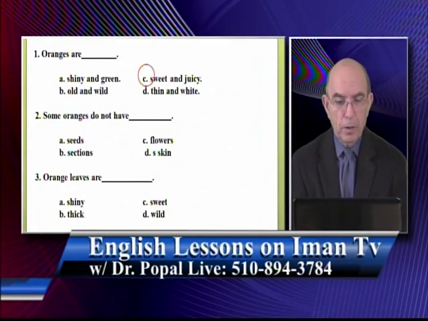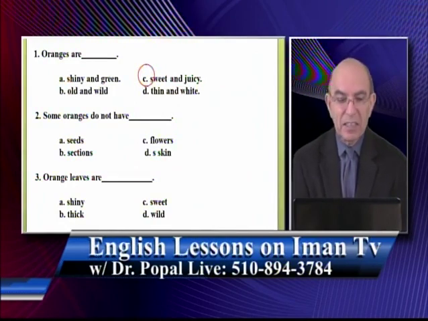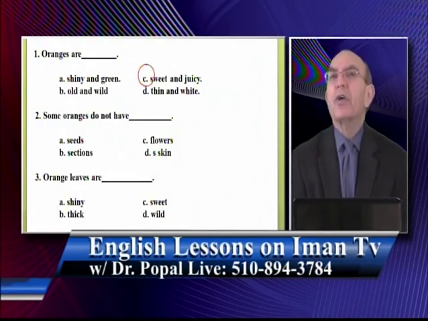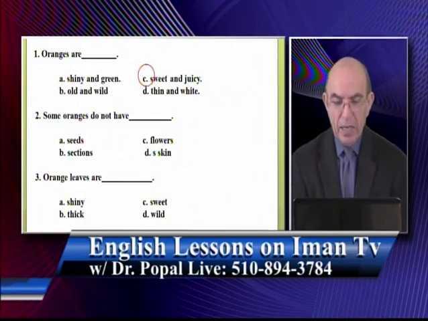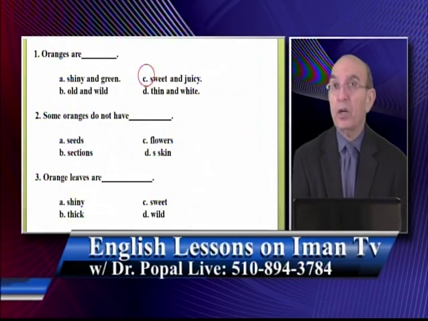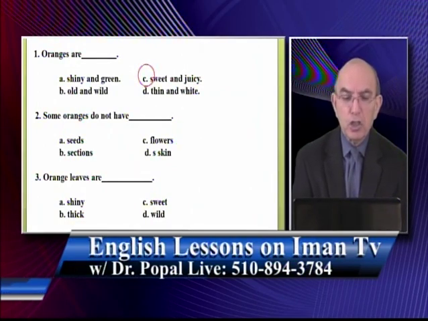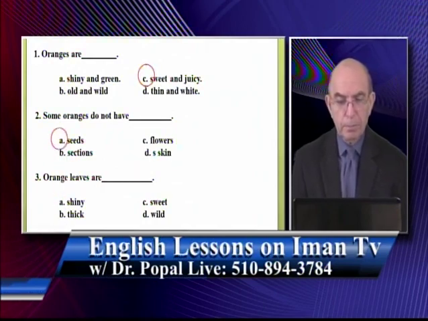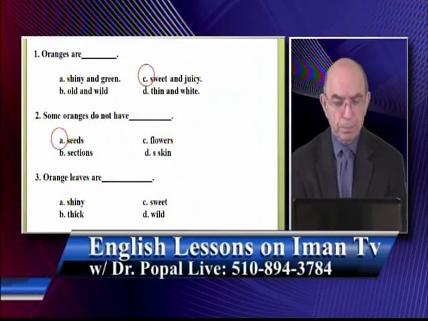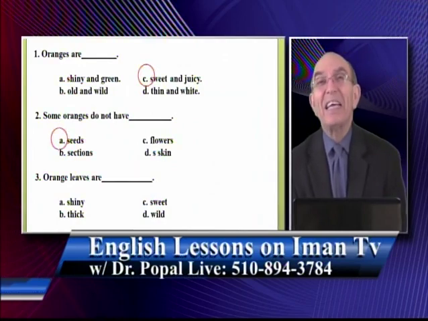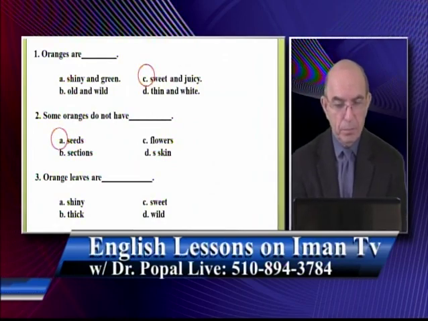Number 2. Some oranges do not have A, seeds, B, sections, C, flowers, and D, skin. Which one is the correct answer? A, B, C, or D? Some oranges do not have, correct, seeds. Because some oranges are what? Seedless.